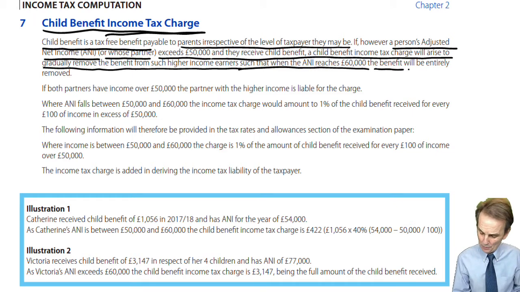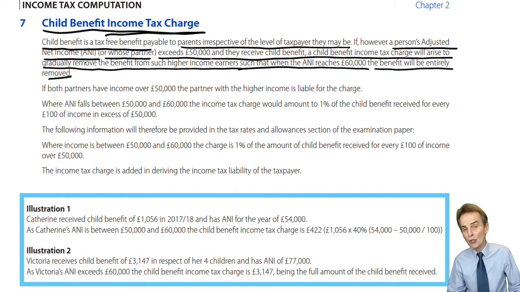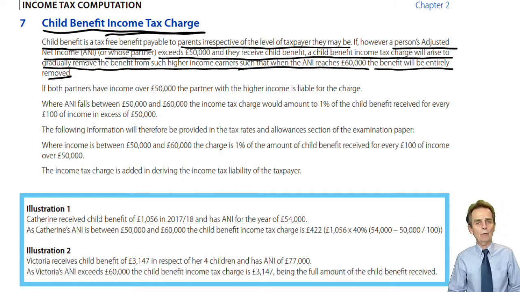The benefit will be entirely removed because the charge will be equal to the amount of child benefit that you received. Now then, adjusted net income. Remember when, again, we were looking at the restriction of the personal allowance. Adjusted net income was the key figure. There we compared it with an income limit of £100,000. What we have here is an income limit, effectively, of £50,000.